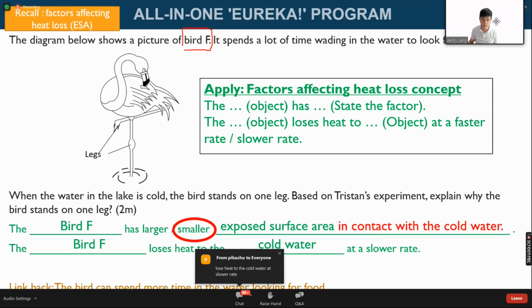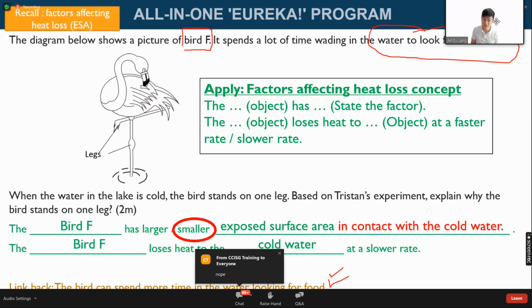And finally, we are linking back to the question: how does this benefit the bird? Bird can spend more time in the water looking for food. This is the linking back. Now, some parents will say, teacher, can I put down the bird can keep itself warm for a longer time? Is it correct? Some school teachers will reject it. Even I also reject it. Why? Because the question has put the context really: look for food.